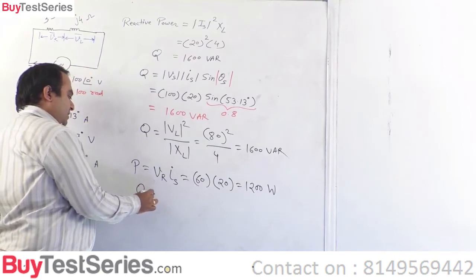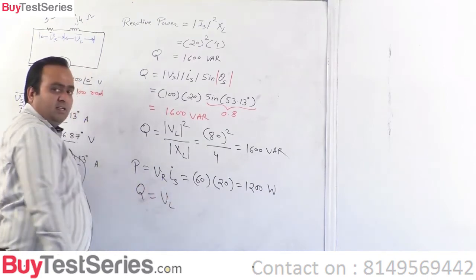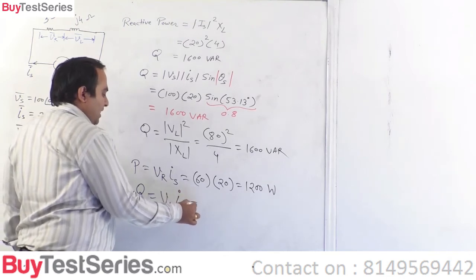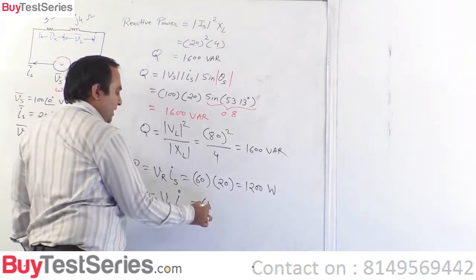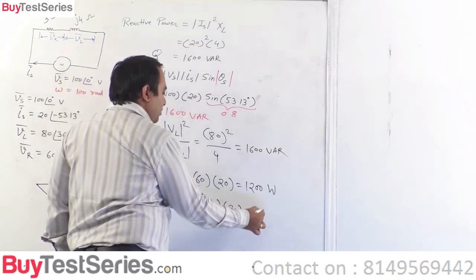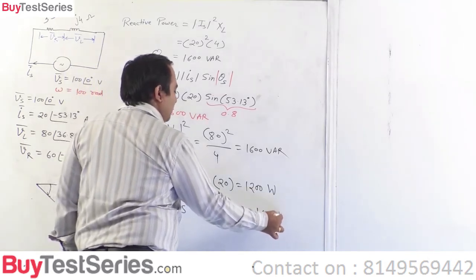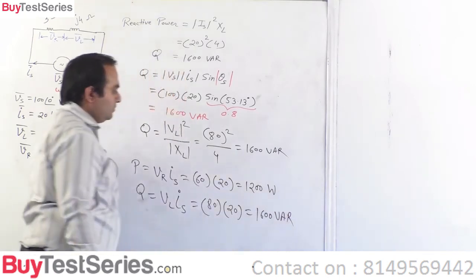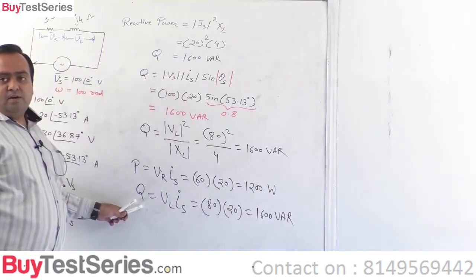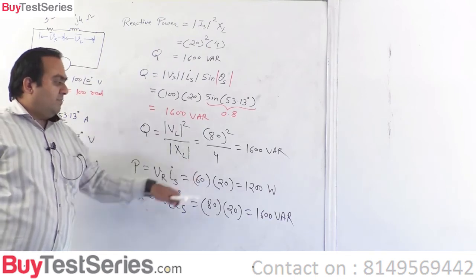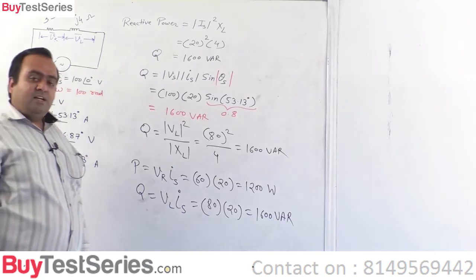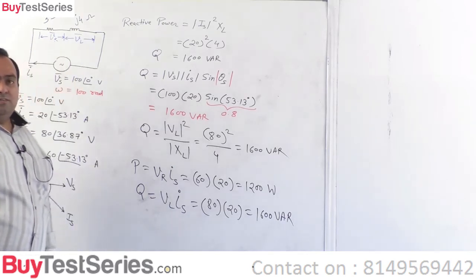Q is the voltage across the inductance multiplied by the current flowing through the inductance. So it is 80 into 20, which is equal to 1600 VAR. So there are four ways, 1, 2, 3 and 4, through which reactive power is calculated, and for active power, this and the 3 that we saw previously, there are four ways in which active power can be calculated whenever needed.